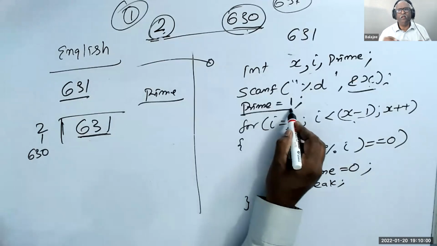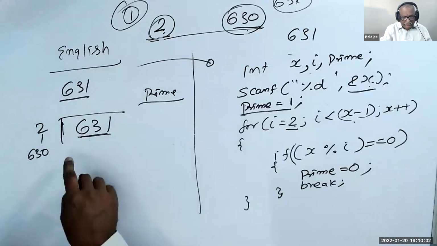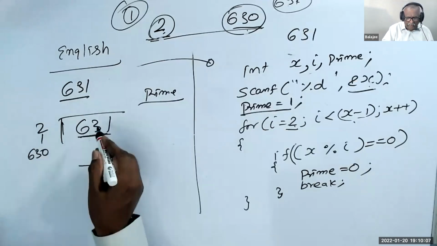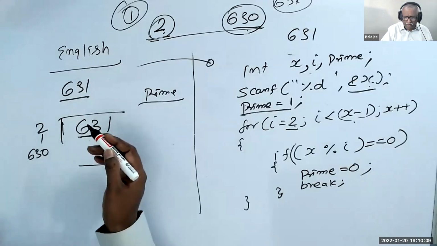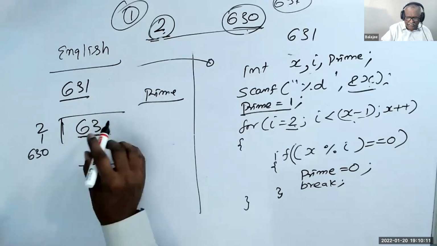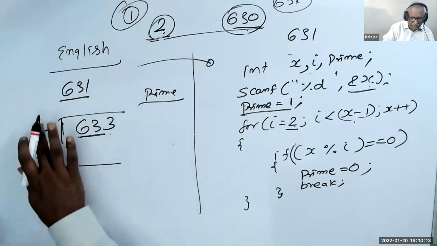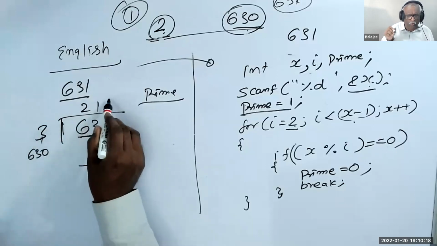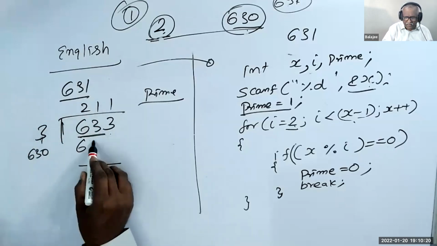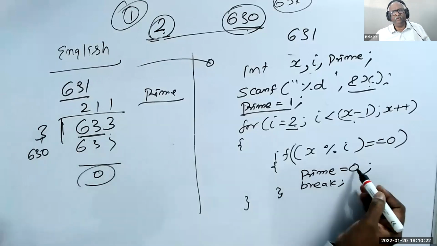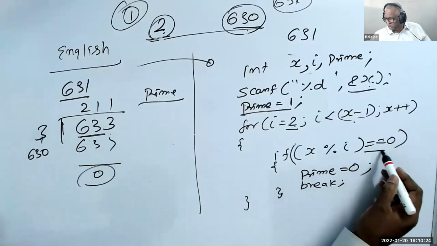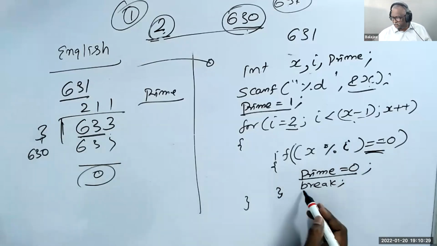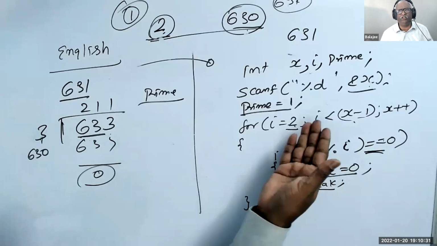But when I start dividing, let us say I'm working with some number, maybe 633, instead of 631 which is a prime. I'm dividing by 3. When I divide 633 by 3, I get 211. I get 0 as the remainder here. So I make prime equal to 0. Then I break, because I know that the number is not a prime.